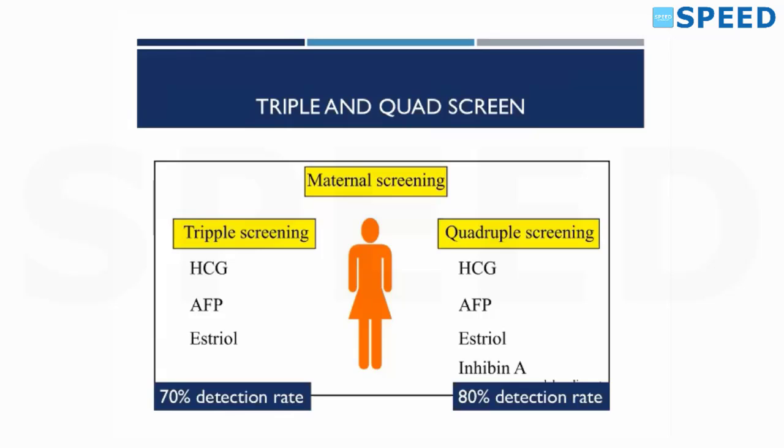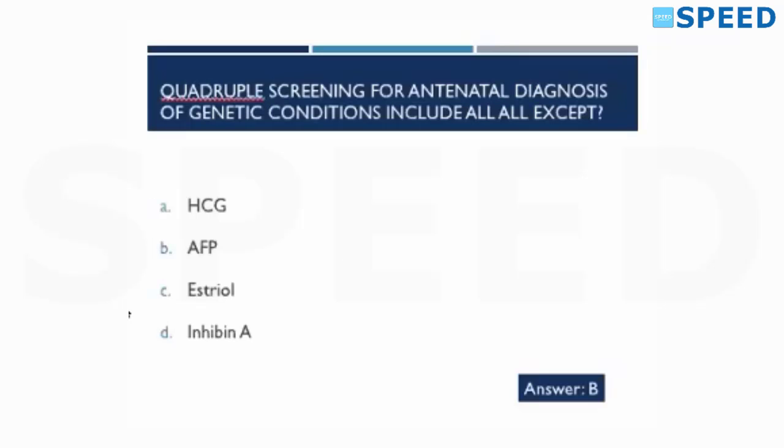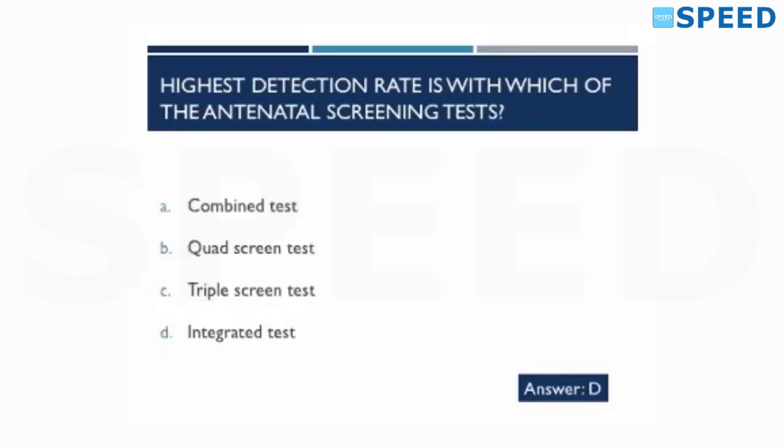and triple screen is predominantly performed in the later part of the first trimester, whereas the quadruple screen is performed in the second trimester. So coming back to the question, quadruple screening for antenatal diagnosis of genetic test is performed including all four except inhibin B. So we move to the next question.